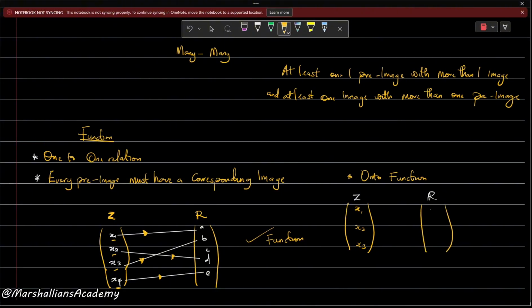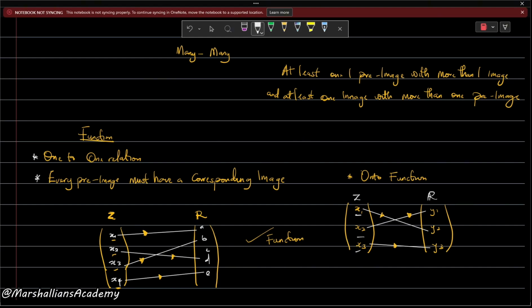Let's see, we have y1, y2, y3. Now imagine I have this function. This is an onto function. Why is it an onto function? Look at it. All the elements of Z have one image. First, it still follows the definition of a function, one-to-one relation. And every pre-image has a corresponding image.